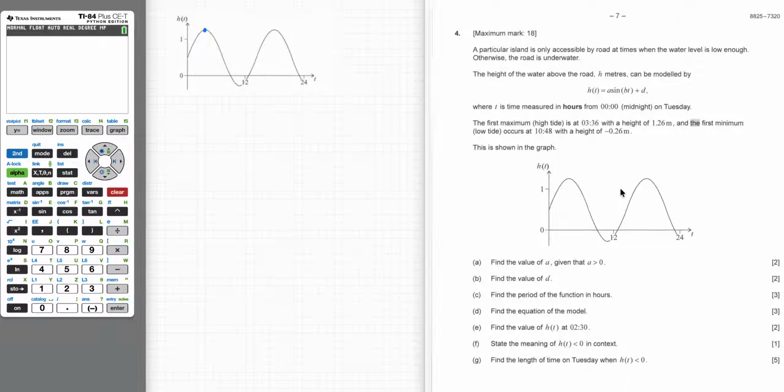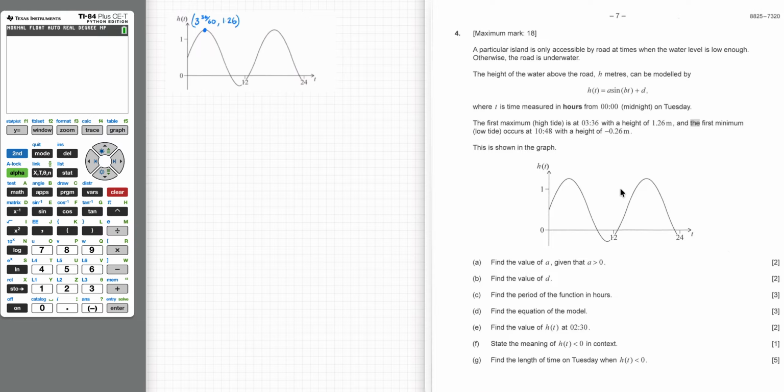It would be a common mistake to write that as 3.36. However, time is not measured as a decimal or base 10. It's actually in base 60. So it's 60 minutes in an hour, 60 seconds in a minute, and so on. So we're going to write that as 3 and 36 out of 60 because it's 3:36. So 36 out of 60 is the minutes. And the height there is 1.26.